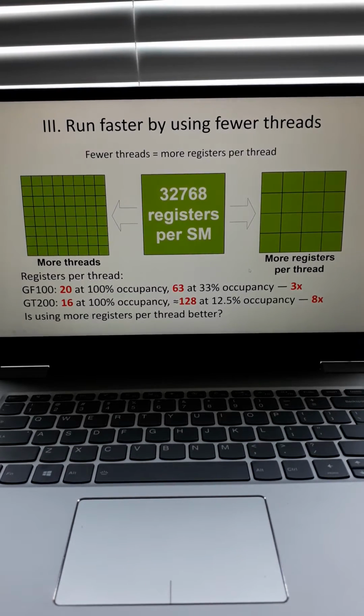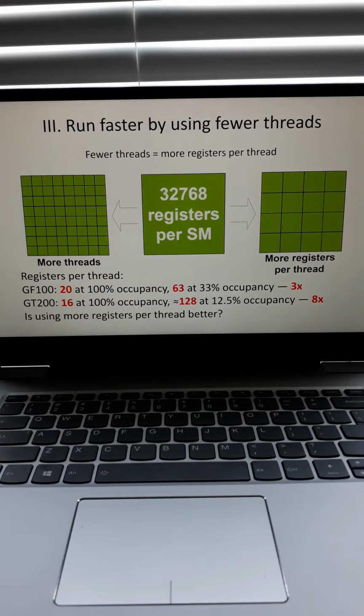Now let's talk about the third part, that is how to run faster by using fewer threads. Let's suppose we have 32,768 threads in a streaming multiprocessor. Now there are 2 ways, either we can run more threads or fewer threads. If we are using more registers per thread, then we need fewer threads, and vice versa.